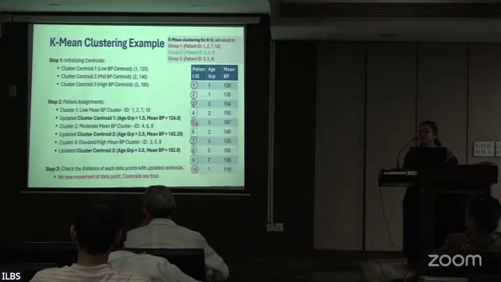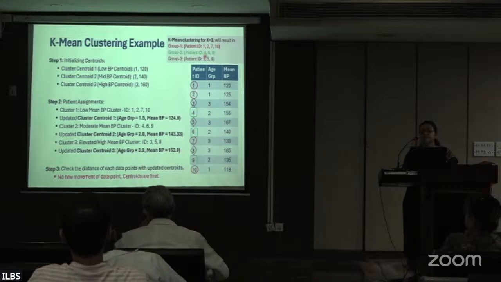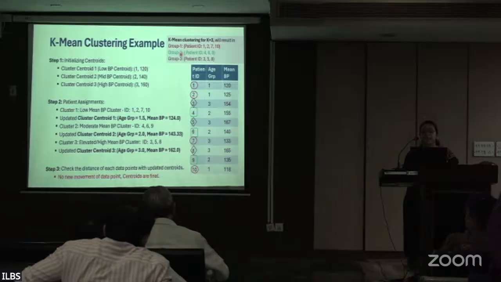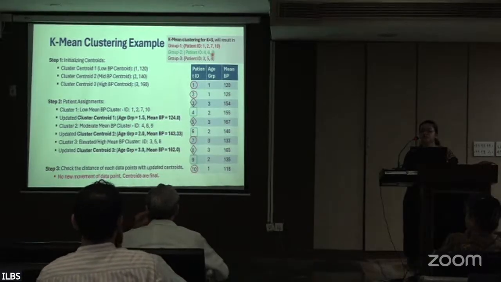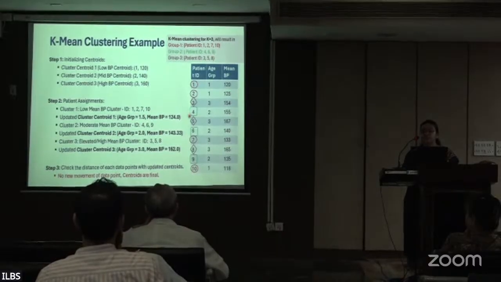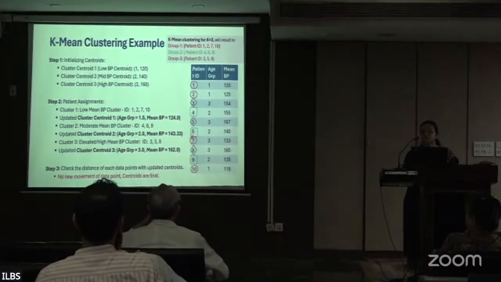Why is 155 coming in group 2 and 154 BP is coming in group 3? Sir, in group 2, it is 2469. Yeah, so that is okay.